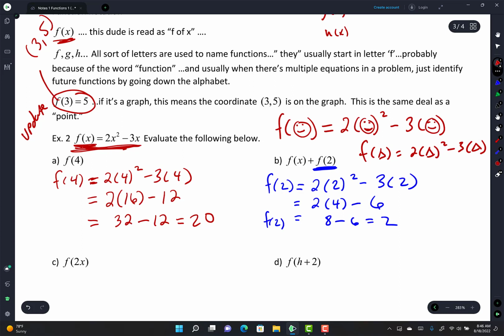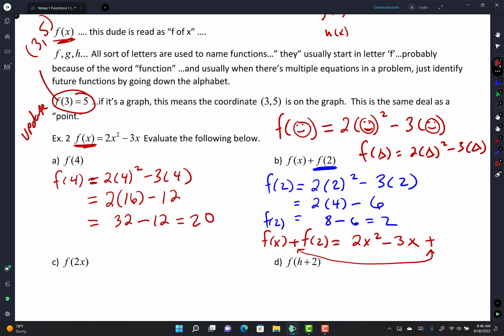Here's my new line. I'm going to change my colors, and I'm going to write f of x plus f of 2 is equal to, and I write what f of x is. F of x is the expression up there, 2x squared minus 3x. And then I put plus, and I write what f of 2 is. F of 2 is 2. If it's factorable, you could factor it, but I'm going to leave it like that. Does that make sense, guys?